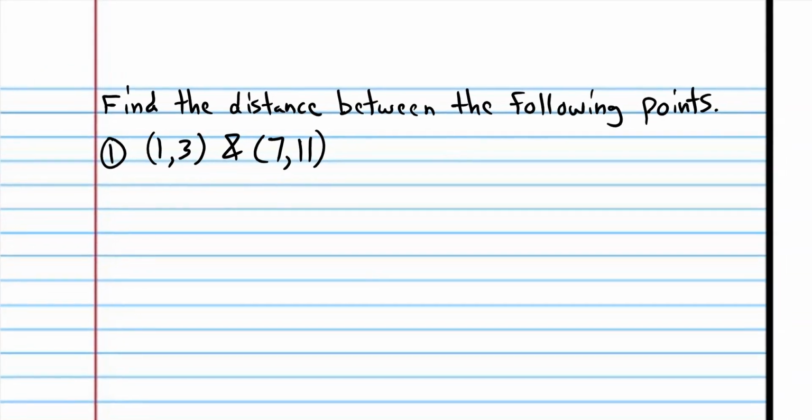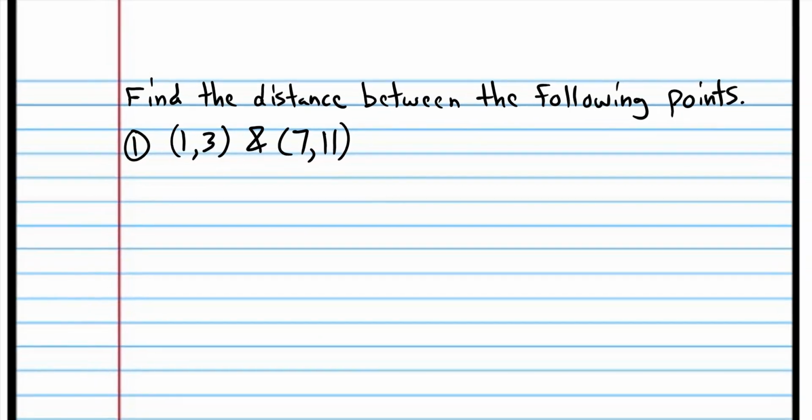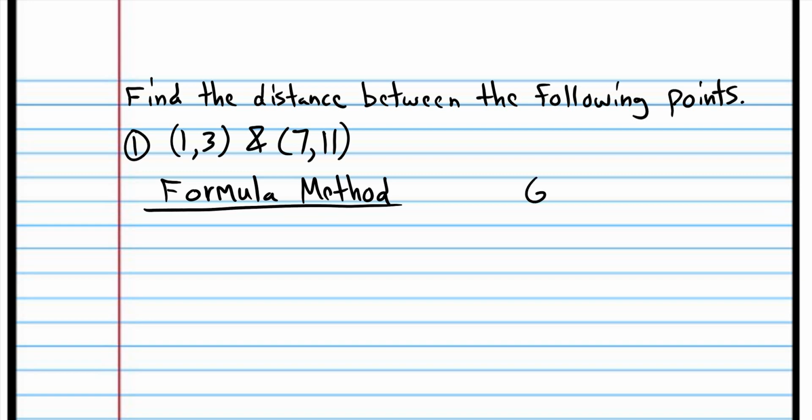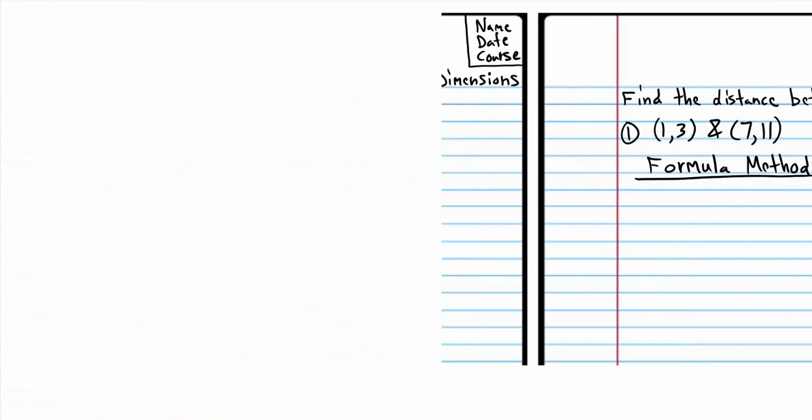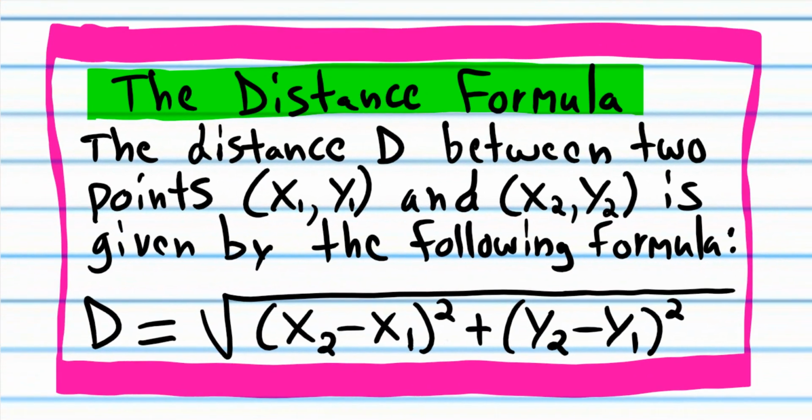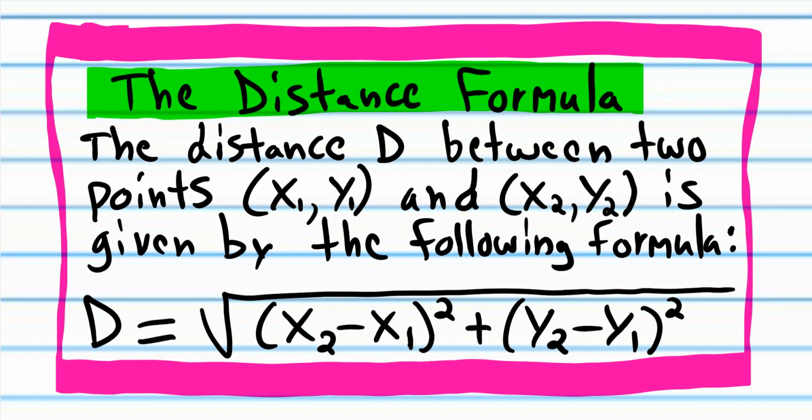So we're going to find the distance between the following 2 points. We have 2 coordinates here, or 2 points, and we're going to use two methods. We're going to start with the formula method. And we're also going to do what I call the graphical method. That's where you draw a right triangle on the graph and then just use the Pythagorean theorem directly. Now I want you to get a screenshot of this formula here, because we're going to use that many, many times.